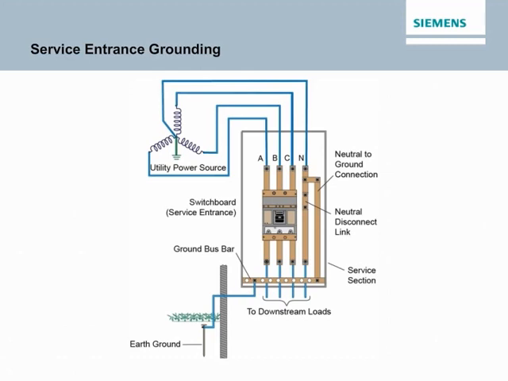In this drawing, a switchboard is used as service entrance equipment and is connected to a 3-phase 4-wire service. Note that the neutral is grounded at the service entrance. This is accomplished by connecting the neutral to a ground bus bar. The ground bus bar is connected to the frame of the switchboard and the frame is connected to ground. The neutral disconnect link is left in place to supply a ground connection to downstream loads. This link is provided so downstream equipment can be disconnected from ground for testing and troubleshooting.